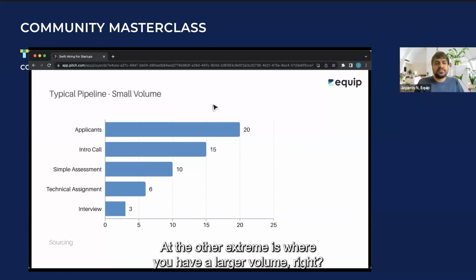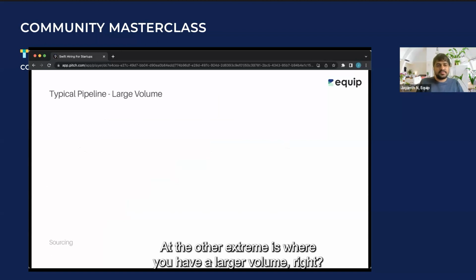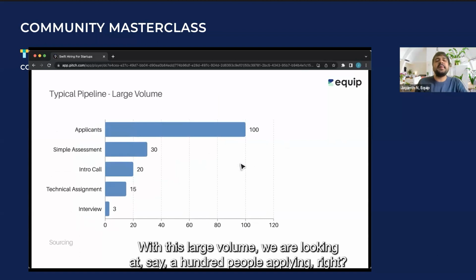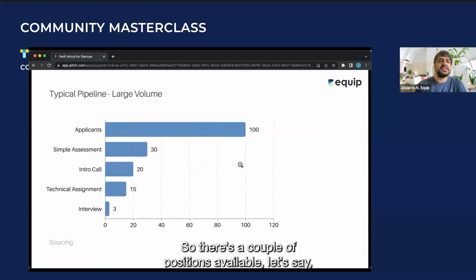At the other extreme is where you have a larger volume. With this large volume, we are looking at, say, 100 people applying. So there's a couple of positions available, let's say, and 100 people apply.